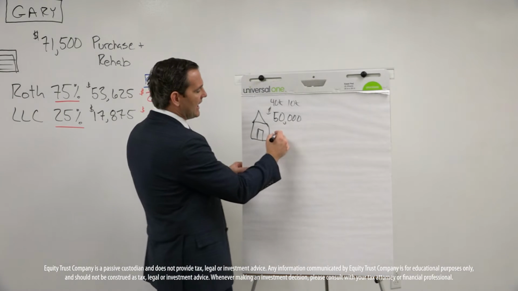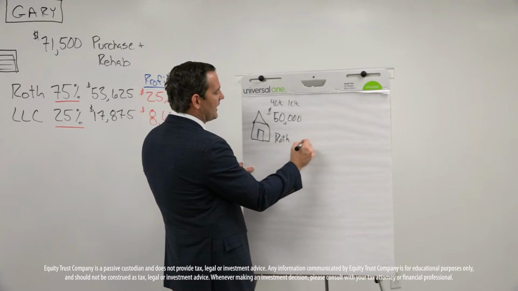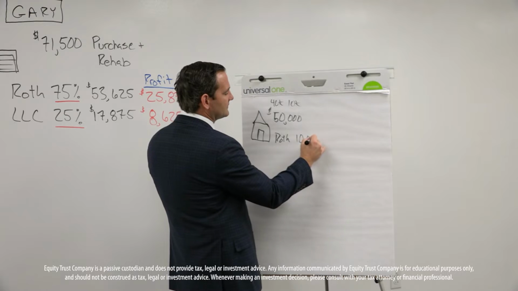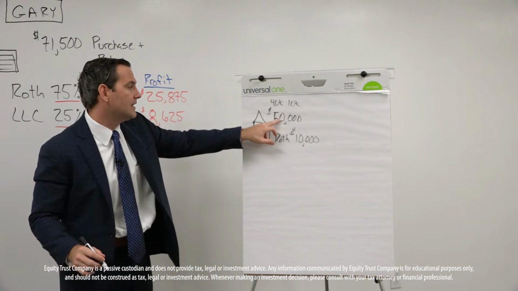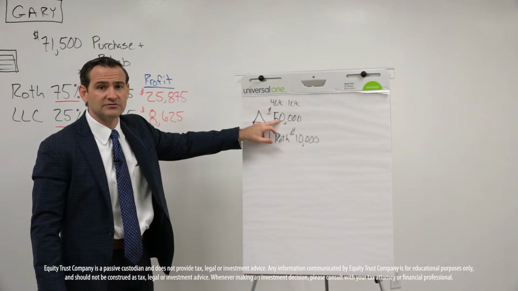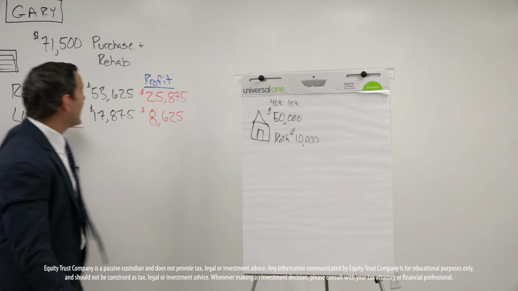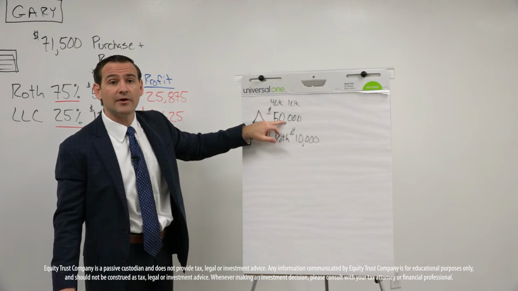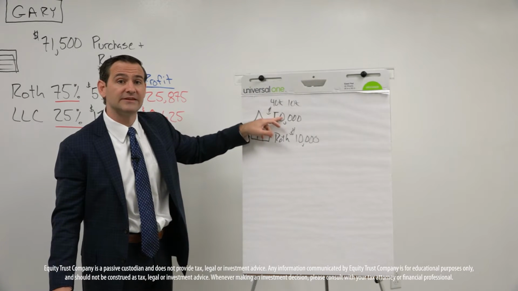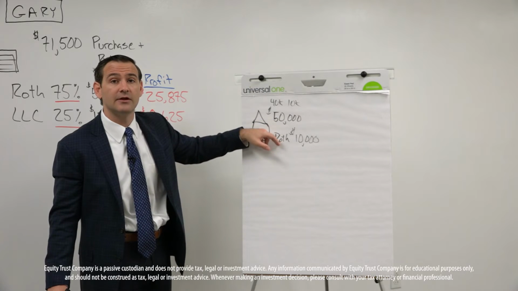Now, let's say I have a Roth IRA and I only have $10,000 in the Roth IRA. So I got $10,000 in my Roth IRA, the opportunity $50,000 all in purchase and rehab. Now, I could go back to these examples and say, hey, maybe I could partner my Roth IRA with my non-IRA money. Maybe I could partner my Roth IRA with my spouse's IRA or my Roth IRA with another family member's IRA.